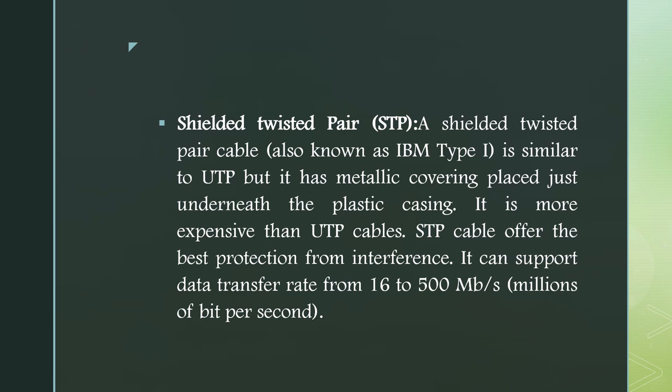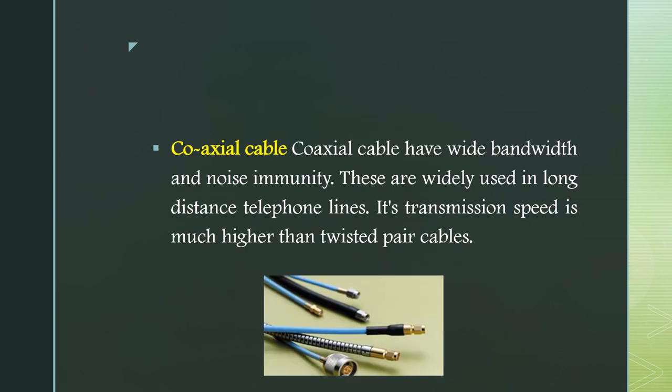Shielded twisted pair, STP. A shielded twisted pair cable, also known as IBM Type 1, is similar to UTP, but it has a metallic covering placed just underneath the plastic casing. It is more expensive than UTP cables. STP cable offers the best protection from interference. It can support data transfer rates from 16 to 500 Mbps, millions of bits per second.